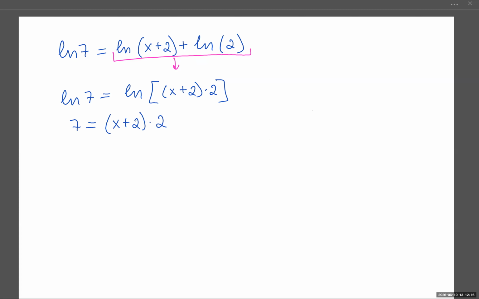Now we can just solve this linear equation. 7 equals 2x plus 4. Subtract 4 from both sides. 3 equals 2x, and x equals 3/2. You should check this one too.